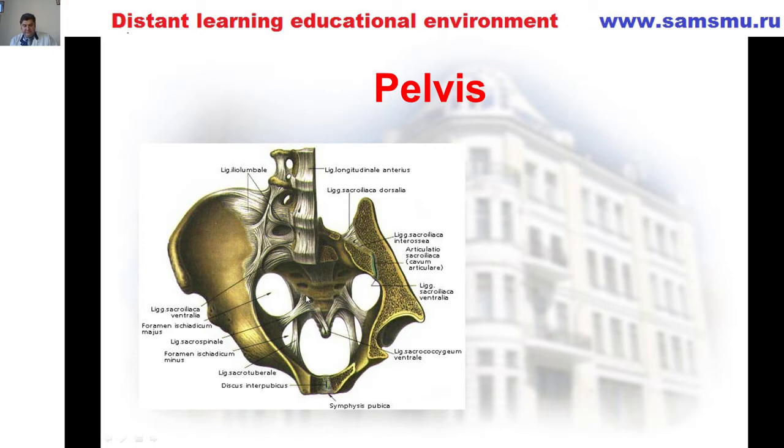The ligaments described contribute to the formation of the bone framework of the pelvis in the posterior inferior segment and transform the greater and lesser sciatic notches into the greater and lesser sciatic foramina. You may see these foramina on this picture.